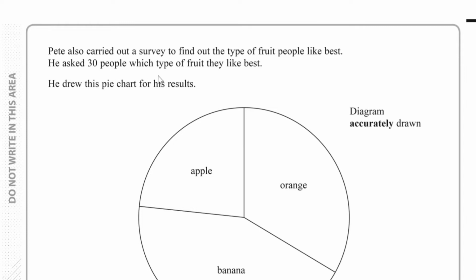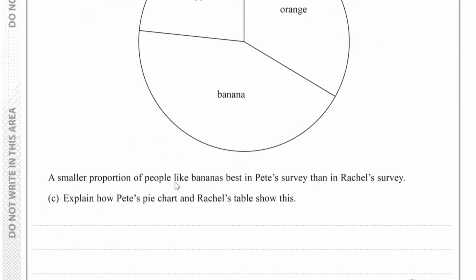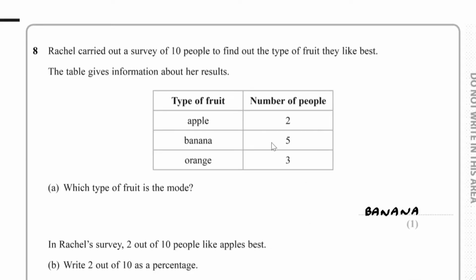Pete also carried out a survey to find out the type of fruit people like best. He asked 30 people which type of fruit they like best. He drew this pie chart for his results. A smaller proportion of people like bananas best in Pete's survey than in Rachel's survey. We have to explain how Pete's pie chart and Rachel's table show this. So, from Rachel's results, we've got 5 out of 10 who like banana.